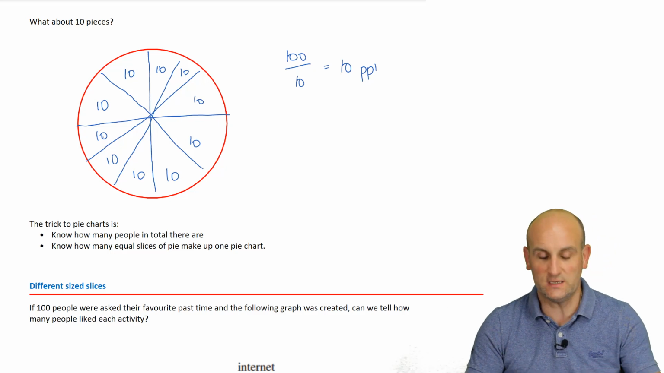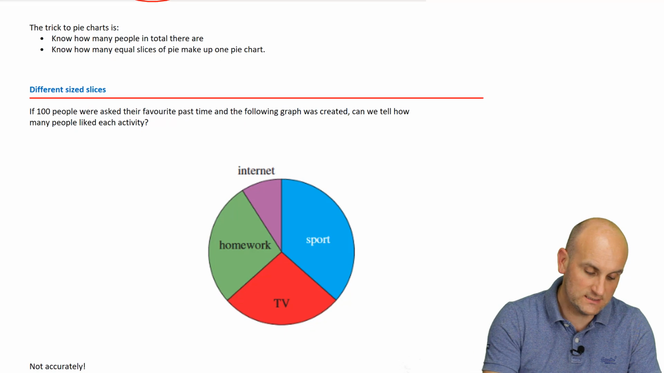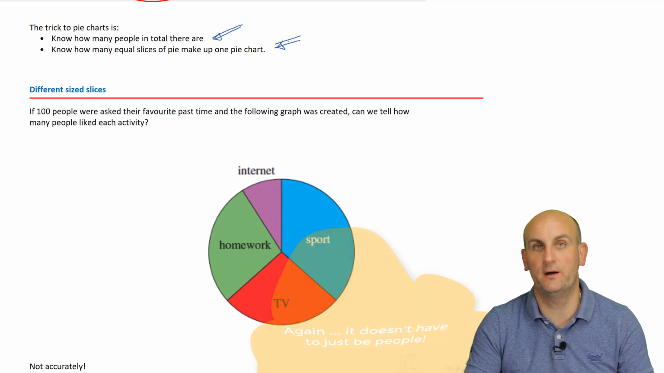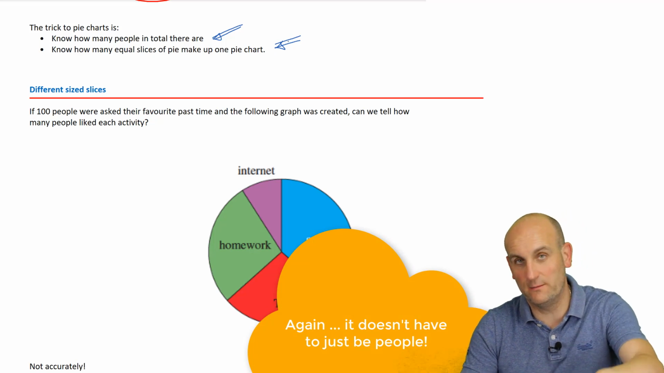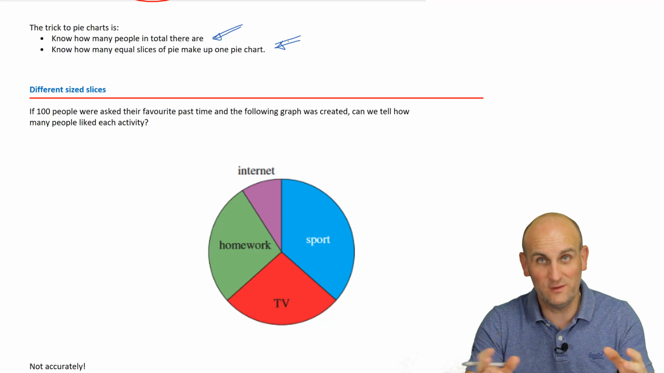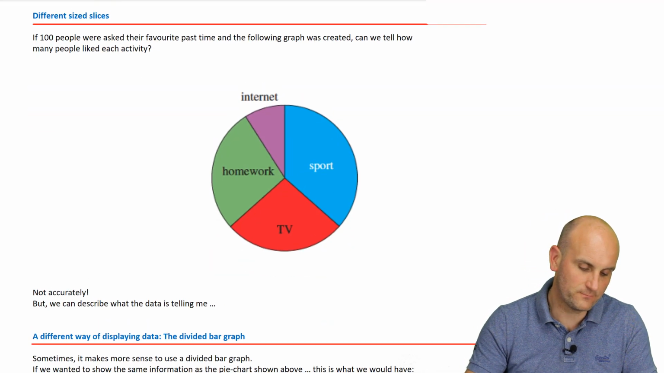Now, the trick to knowing how to do pie charts, as I say here, is firstly to know how many people there are and how many slices you're cutting your pie chart into. Now, I'll come back to that again in a moment, because pie charts are awesome, but sometimes we don't give you the information that you need. So let's look at this one here.